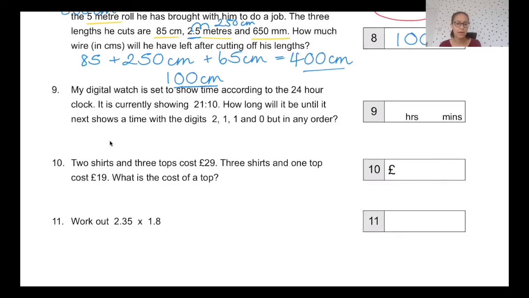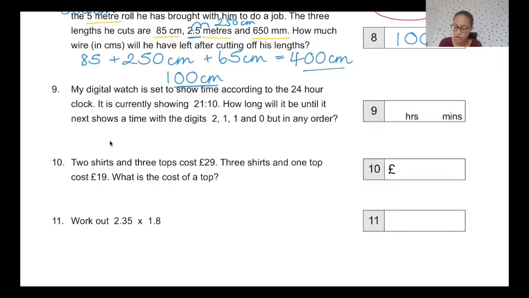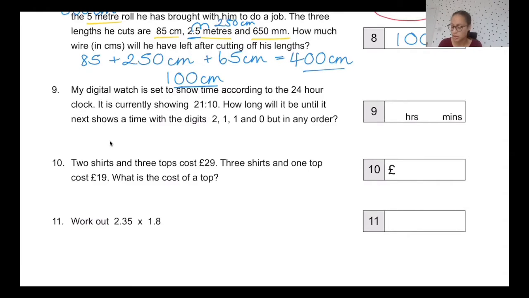How long will it be until it next shows a time with the digits 2, 1, 1, and 0, but in any order? So have a think about the earliest time there that it would be showing, and then after that we'll work out how long it will be. But it's important that first we figure out what time the clock would show when it uses these digits next. Okay, so you can submit the time you think it would show in chat. Don't give me the time difference yet, please.